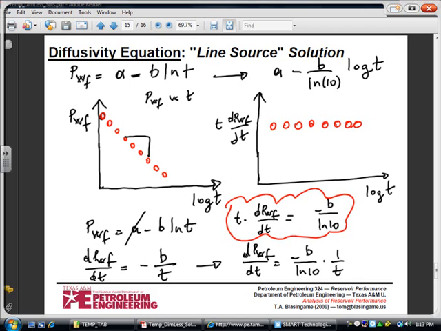Hmm? You want me to repeat? Up and down? Well, you mean in... I don't understand. I mean, if you mean the derivative data goes up, well, it can be wellbore storage or several other flow regimes. But the important thing is, during the infinite acting radial flow, the derivative is constant. That's the point.